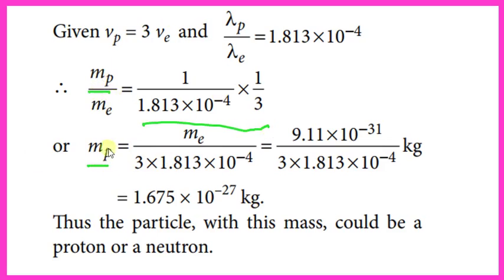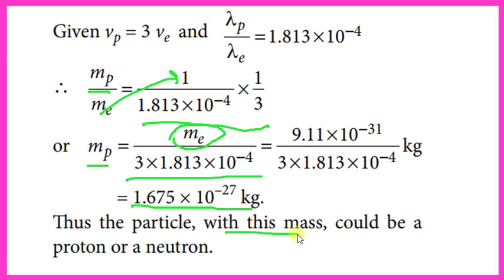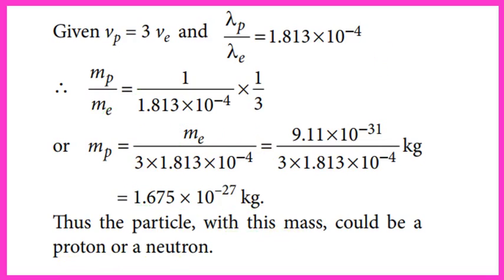So mp would be what? Me will go over there. It means mp equals me upon 3 into 1.813 into 10 to the power minus 4, where me, the mass of the electron, is 9.11 into 10 to the power minus 31, divided by this value. So we get 1.675 into 10 to the power minus 27 kg. As we all know, a particle with this mass could be a proton or neutron, because both have very close, similar masses. You cannot say whether it is a proton or neutron, but it could be either, because we have calculated the mass of the particle to be 1.675 into 10 to the power minus 27 kg.